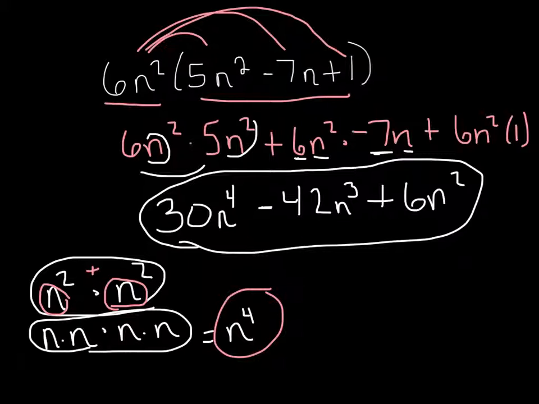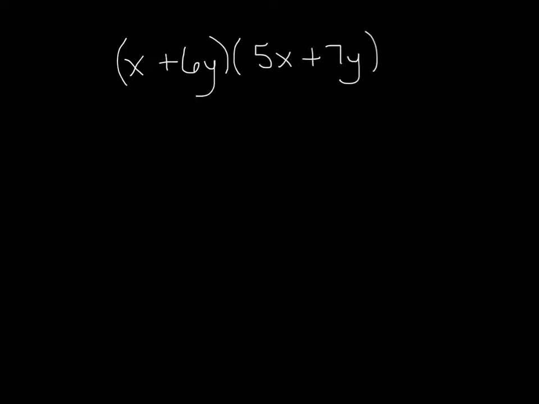All right, let's do 2 more examples. So in this one, we've got a binomial times a binomial. So obviously we're going to do the thing we talked about with FOIL, or the double distribution, however you want to think about it. And we'll just get started.